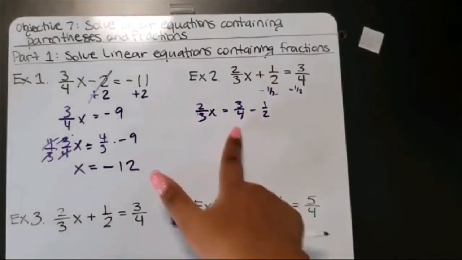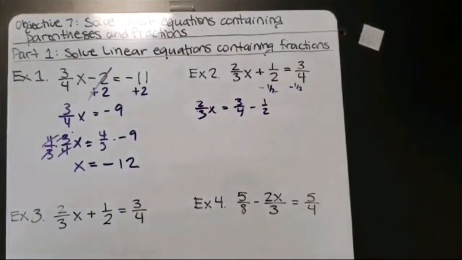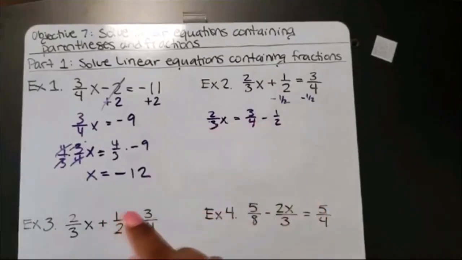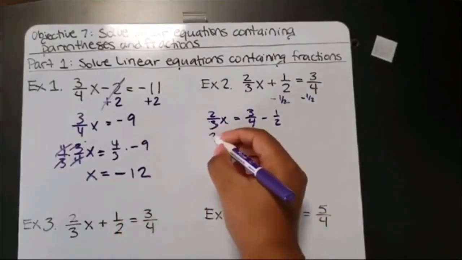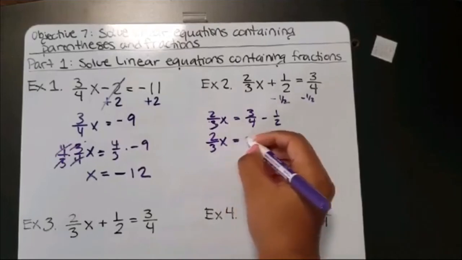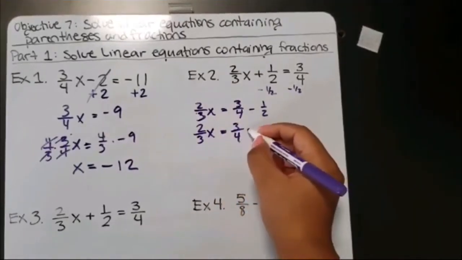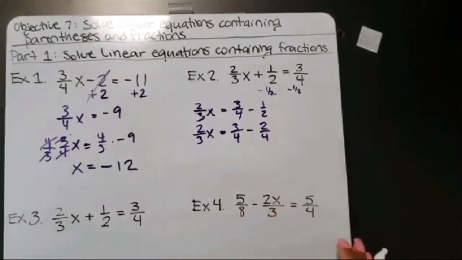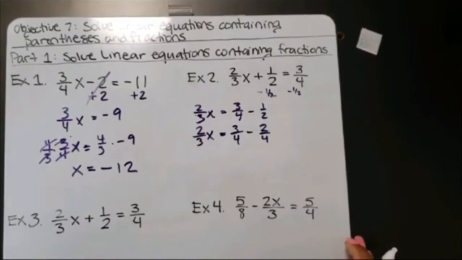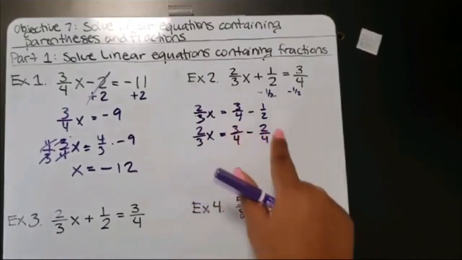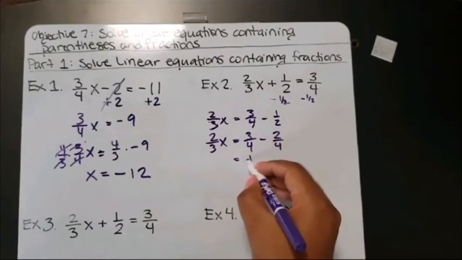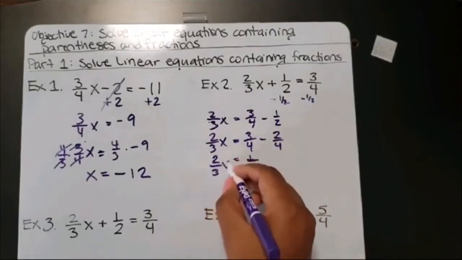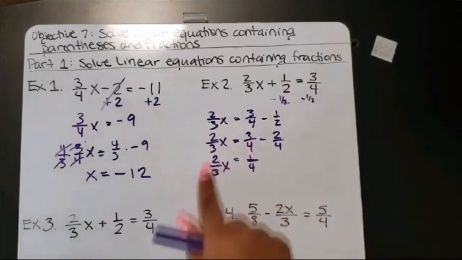And this 1/2, we need to change it so that it has a denominator of 4 so that we can actually do the subtraction. So I'm going to rewrite it as 3 over 4 minus 2 over 4. So from here, we can see that 3 over 4 minus 2 over 4 equals 1 over 4. So this is what we have now.